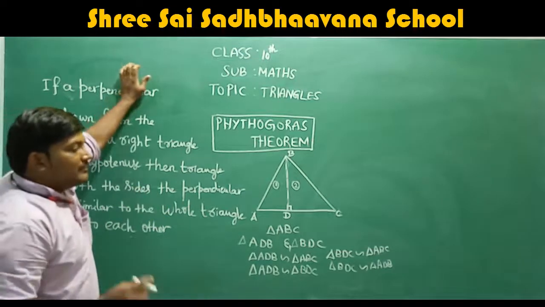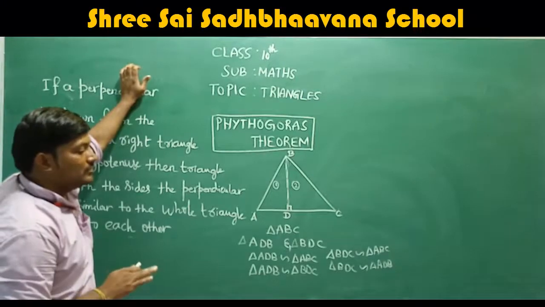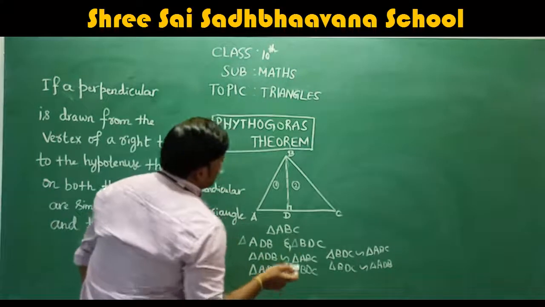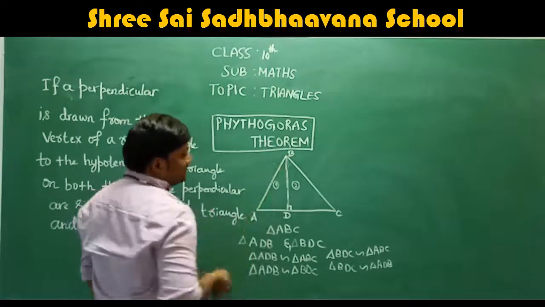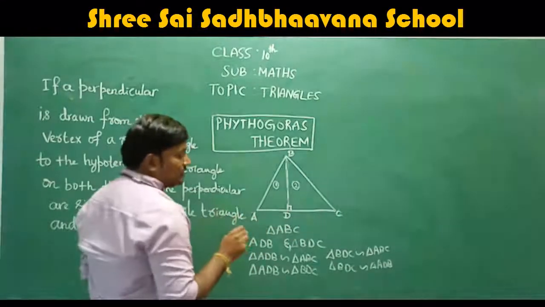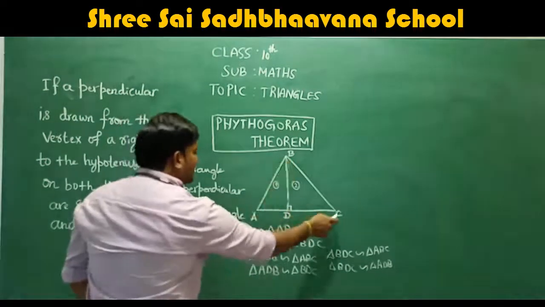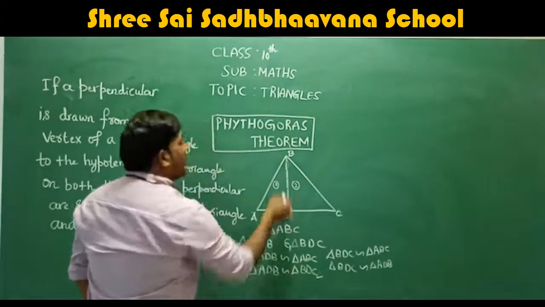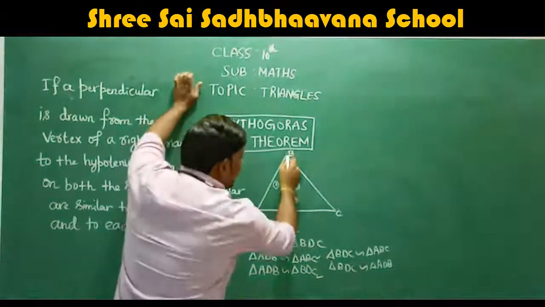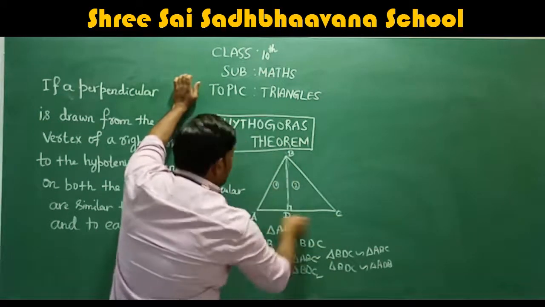I'll explain once again. You have to understand this, because this is what we are going to use in the Pythagoras theorem proof. Triangle ABD is one triangle and triangle BDC is another triangle. According to this theorem, triangle ABD is similar to triangle BDC, correct? And also triangle ADB is similar to triangle ABC. And this triangle BDC formed is similar to triangle ADB and also ABC.